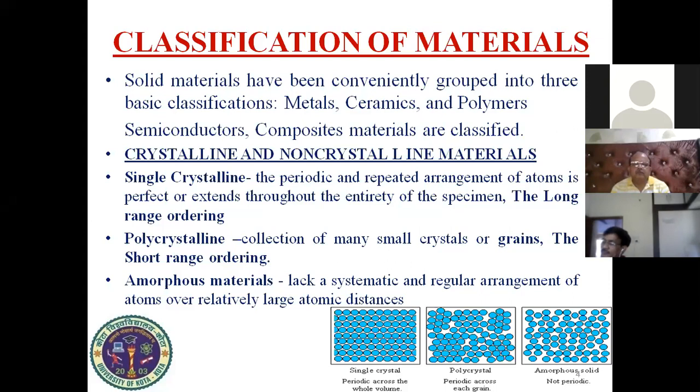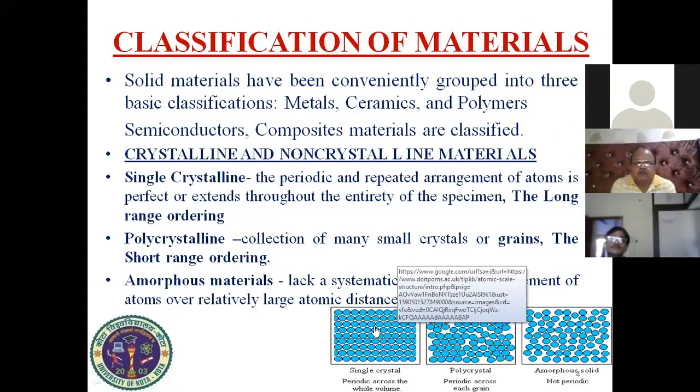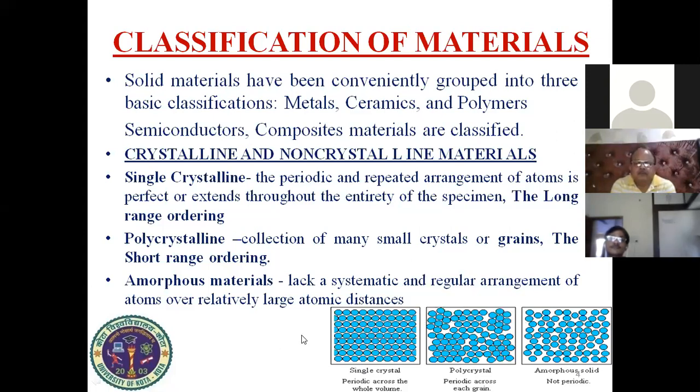Now, depending upon the crystalline and non-crystalline nature, materials are further categorized into single crystalline, polycrystalline, and amorphous material. Single crystalline materials are those which you can see in the first picture. The periodic and repeated arrangement of atoms is perfect and extends throughout the entirety of the specimen. So basically, single crystalline materials are those which provide long range ordering.